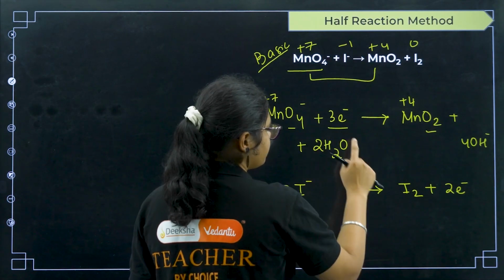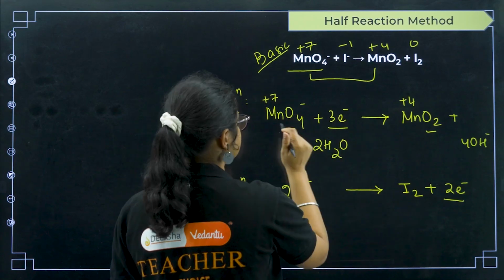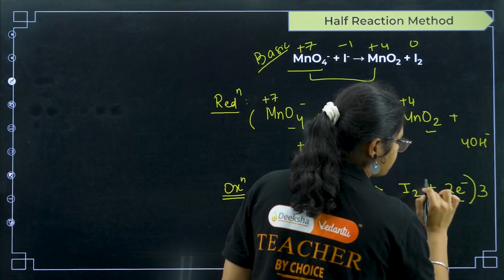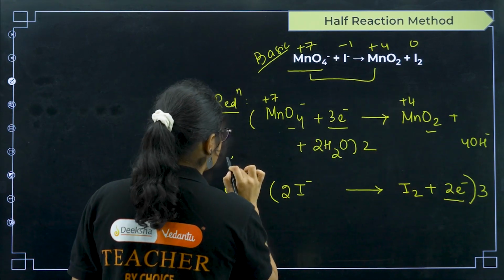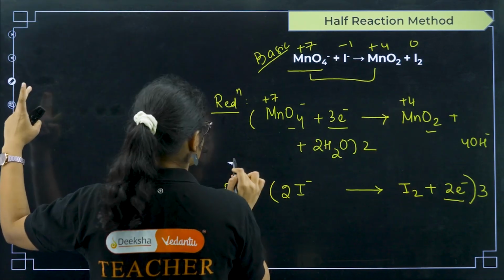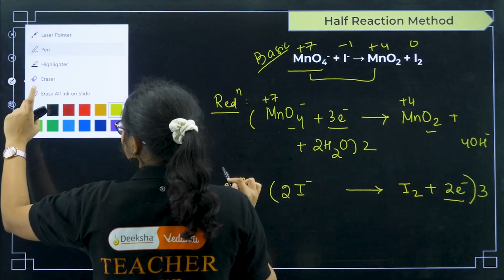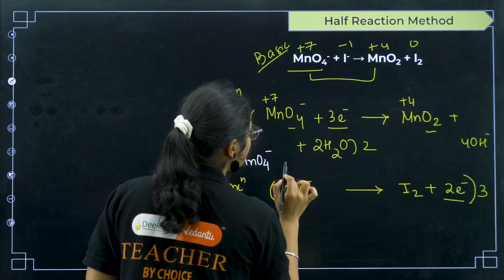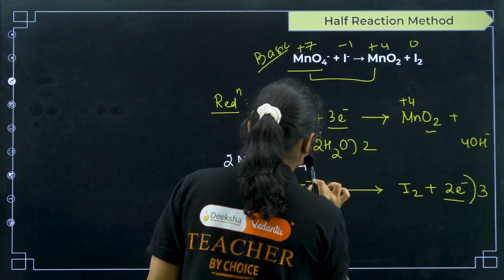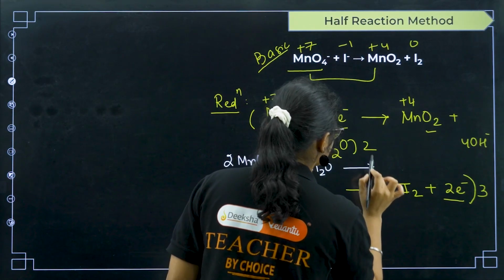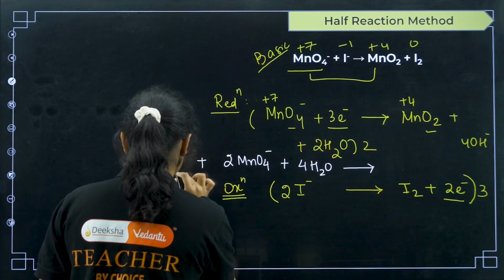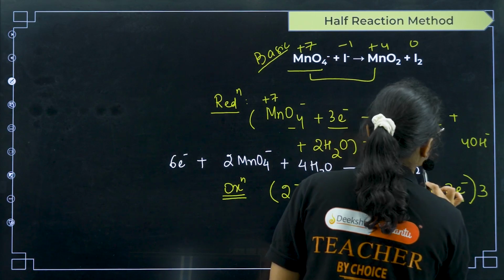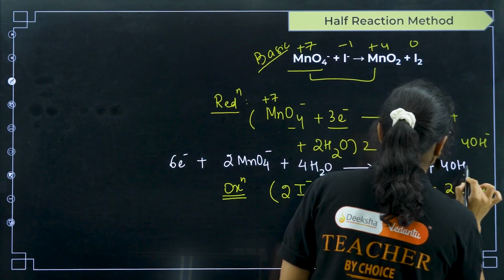So now you see the number of electrons gained and lost should be same. So this equation I'll multiply it with 2. So 2 3s are 6, and this equation I'll multiply it with 3. So now what is this final equation I'm getting here? So let me write it in a different color. So this one will be 2MnO4 minus, okay, plus 4 water, okay, then I have here 6 electron as well, okay, then you have MnO2 plus 4OH minus, okay.